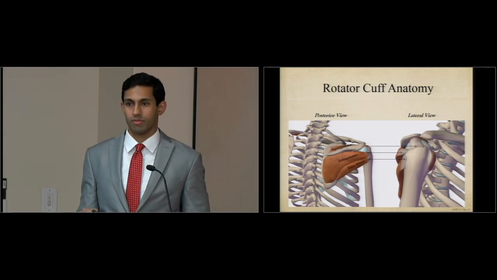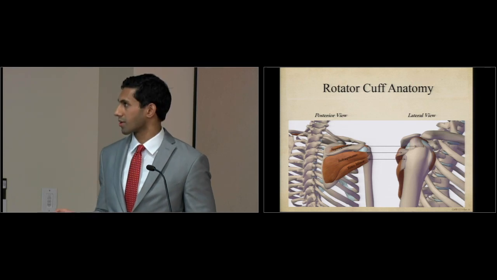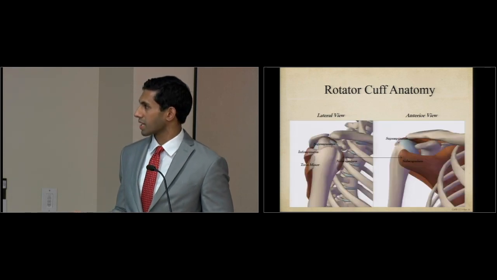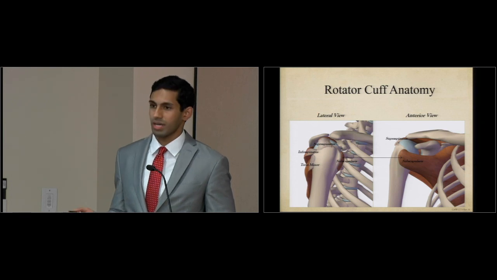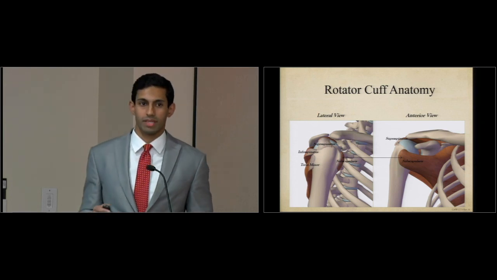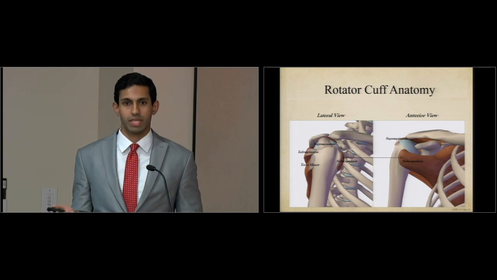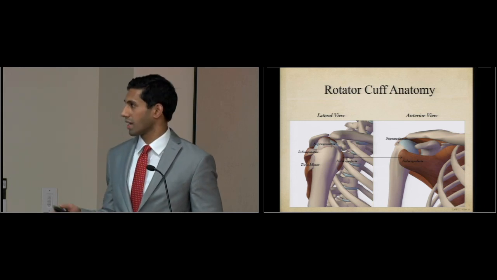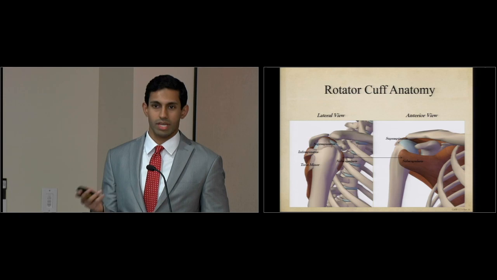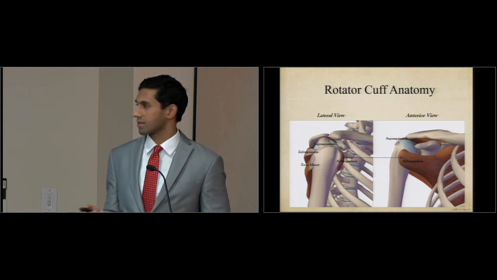These muscles help with rotation of the arm as well as elevation of the arm. If you look at it from the front, you can see also there's a muscle here called the subscapularis. This is different than the other rotator cuff muscles in that it's at the front of the shoulder. It helps mainly with internal rotation of the shoulder and is less commonly torn in, say, a shoulder dislocation or rotator cuff tears.